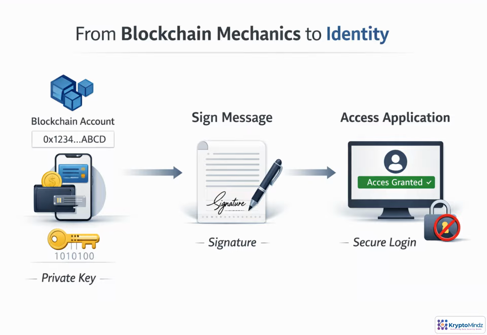Now we can make the identity connection. A blockchain account is controlled by a private key, and a wallet helps the user use that key safely. When an app wants to authenticate someone, it can ask the wallet to sign a unique message. The app verifies the signature, confirms the account owner is present, and creates a session. No password needs to be stored, and the private key is never revealed.